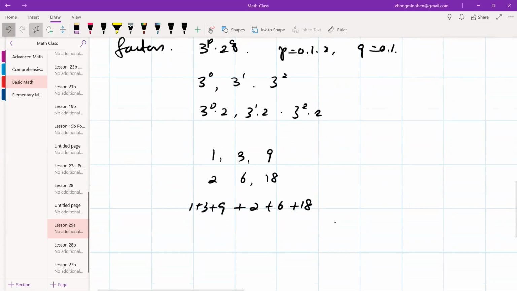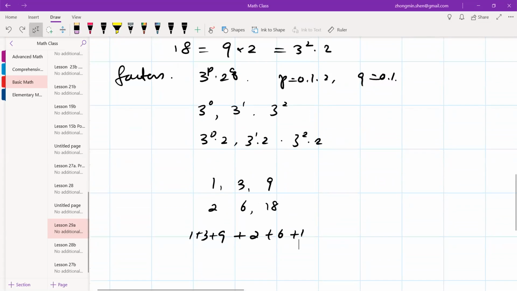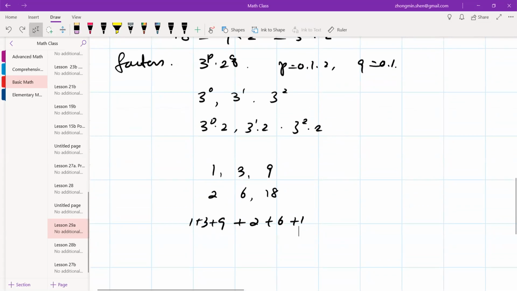But there is another way to do that. Here we just add them together. So you will get 10, and this will be 5, and then 6. 6 plus 6 is 12, and 12 plus 10 is 22.